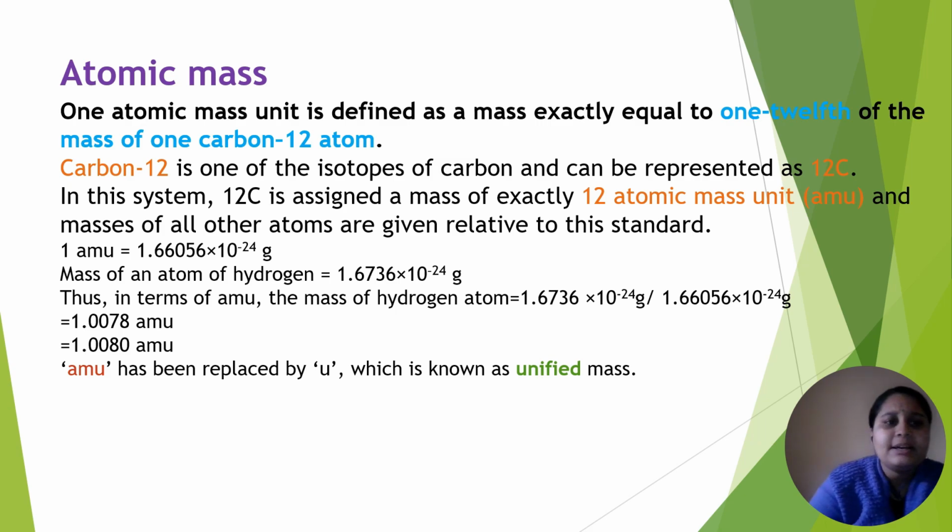If we consider this in terms of the hydrogen atom, its mass is 1.6736 × 10^-24 grams. In terms of AMU, we have to calculate the mass of the hydrogen atom, so we divide the hydrogen mass by 1 AMU. If we divide, we get 1.0078, and when we round that off, 1.008. AMU is now replaced by u, which is also known as unified mass.